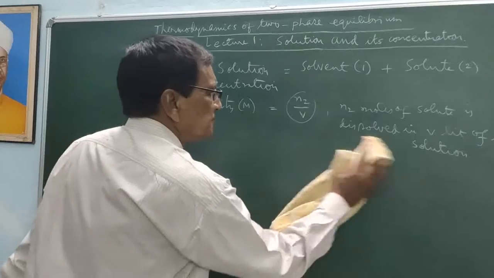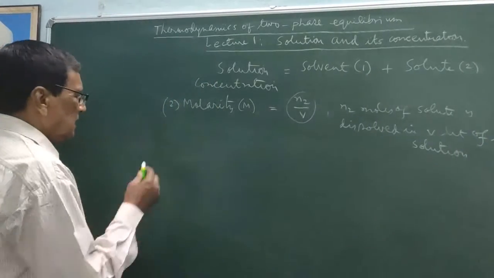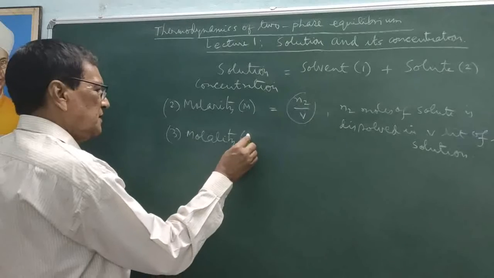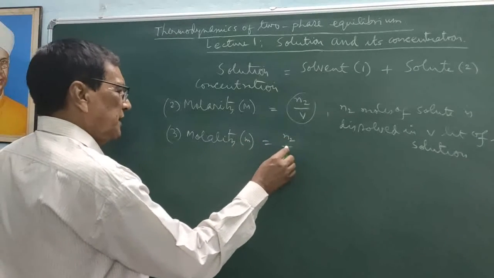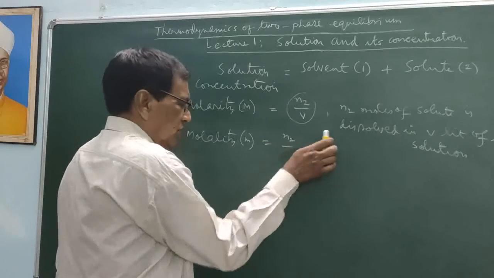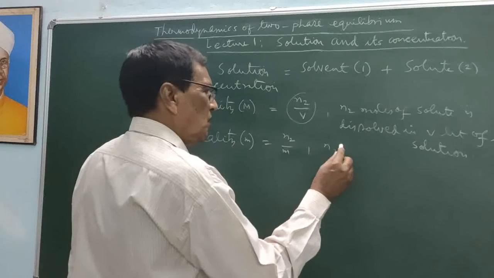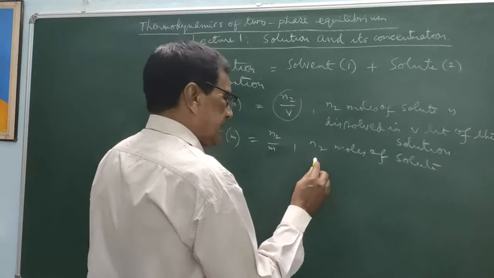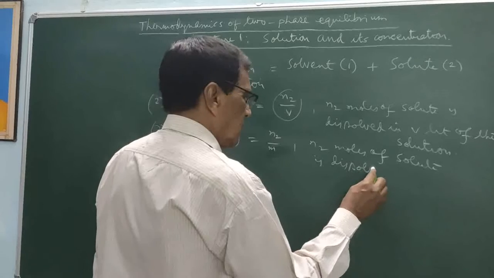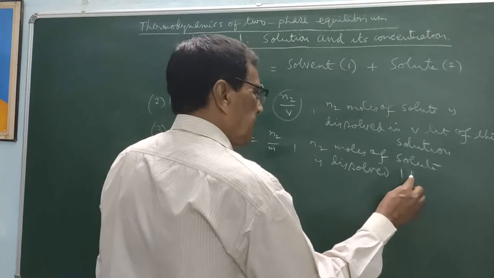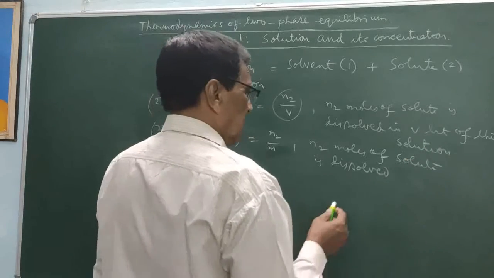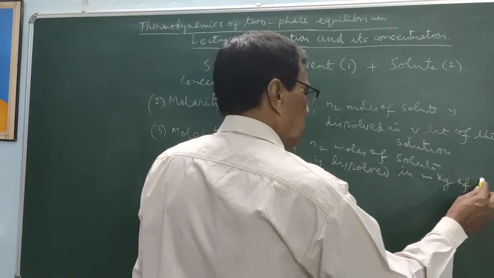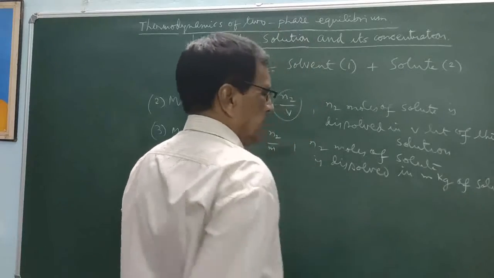And the third one, molality. Molality, small m, is N2 divided by W, where N2 moles of solute is dissolved in 1 kg of solvent.